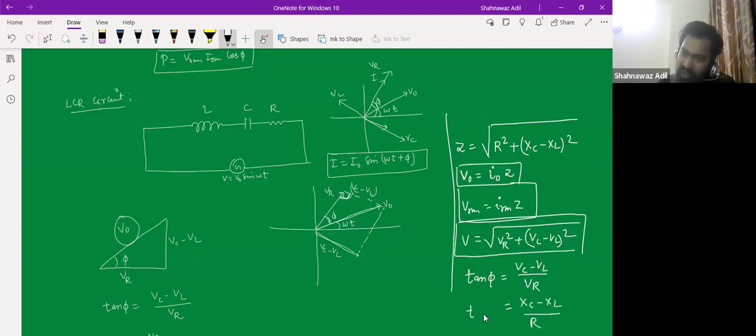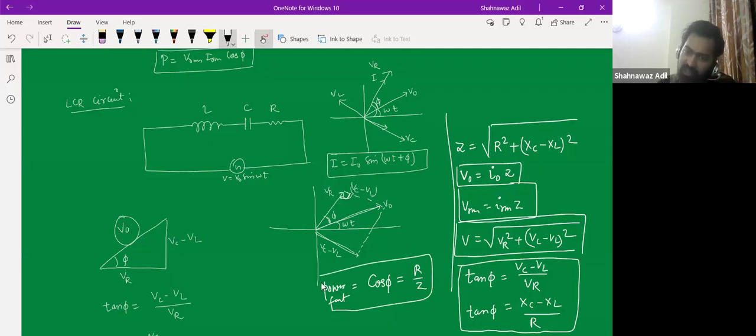So these are the different scenarios. And we can also write cos phi. Cos phi is the power factor. So power factor would be how much? That would be simply base upon hypotenuse, so R by Z. So all these things we have studied already in LCR circuit.